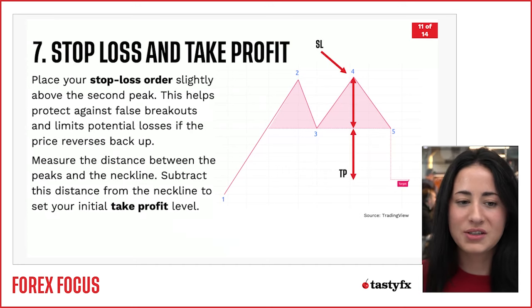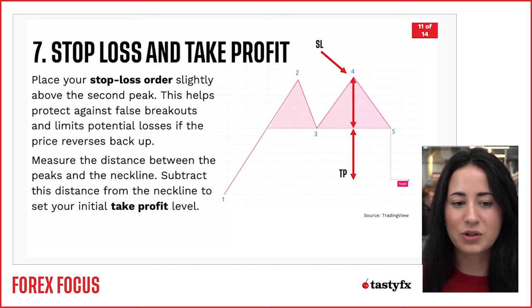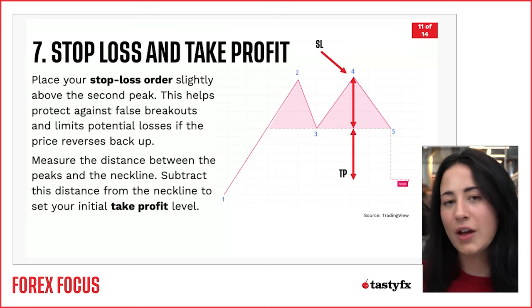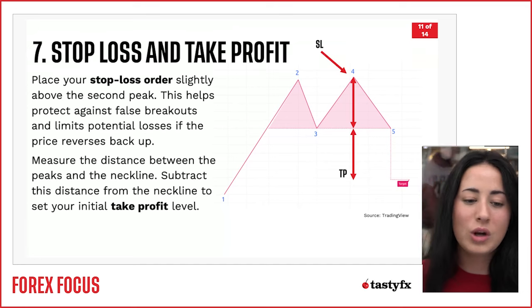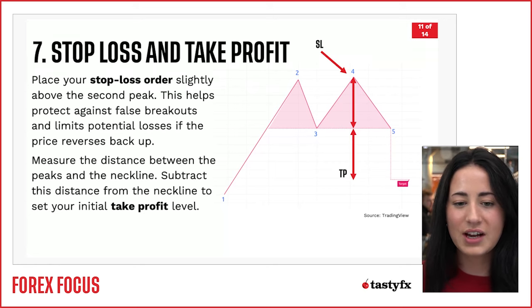As for your stop loss and take profit, if you place a stop loss, a good place to put it is slightly above the second peak. This helps protect against any false breakouts and limits potential losses if the price were to reverse back up. Then you're going to measure the distance between the peaks and the neckline if you're looking to find the optimal take profit level. Once you measure this distance, subtract it from the neckline to set your initial take profit level.